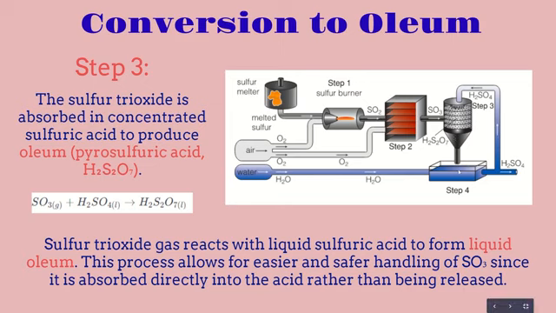So basically here, sulfur trioxide gas reacts with liquid sulfuric acid to form liquid oleum. And this process allows for easier and safer handling of sulfur trioxide, since it is absorbed directly into the acid rather than being released. And just a reminder, here we have sulfur trioxide, and then we're taking a low concentration of sulfuric acid. So over here, this would be a high concentration of it, but up here, it's a low concentration that's getting mixed with this sulfur trioxide in order to form oleum.